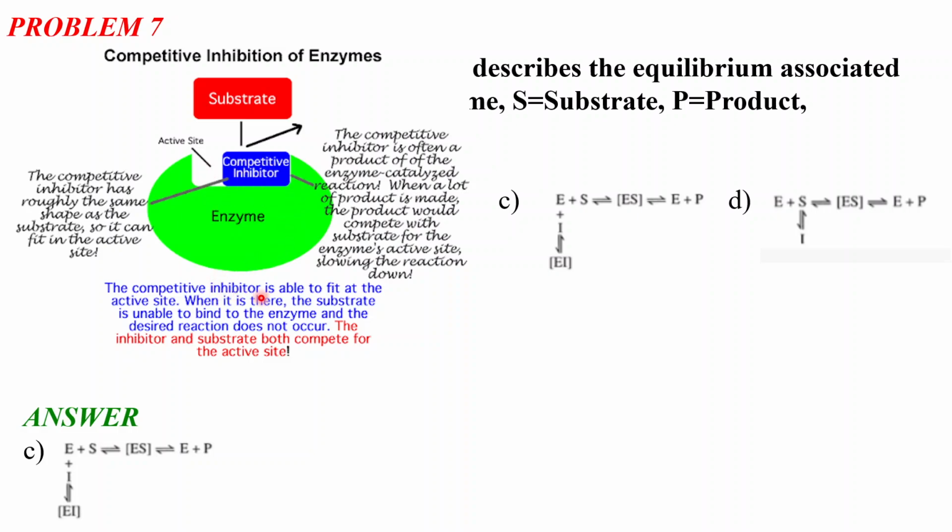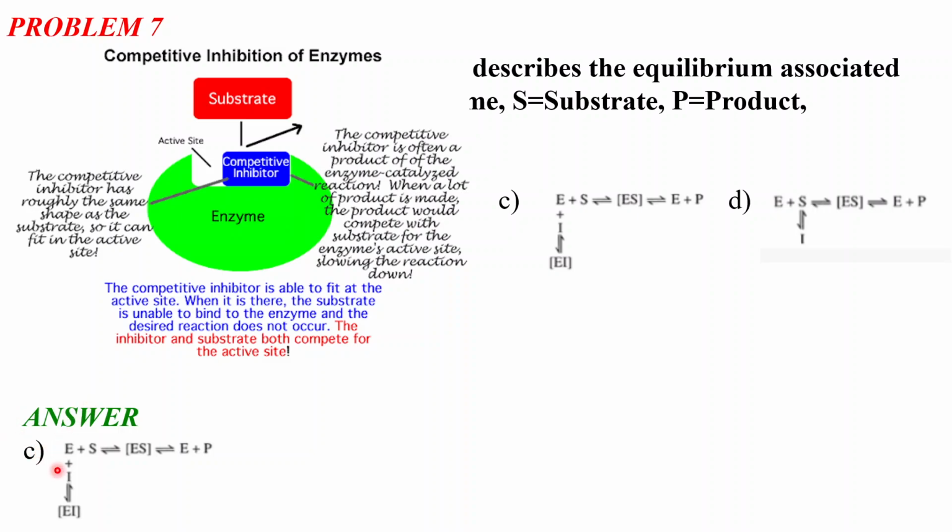The competitive inhibitor is able to fit at the active site. When it is there, the substrate is unable to bind to the enzyme and the desired reaction does not occur. The inhibitor and the substrate both compete for the active site. That is why it is known as the competitive inhibitor. The competitive inhibitor is often a product of the enzyme catalyzed reaction. When a lot of product is made, the product would compete with the substrate for the enzyme's active site, slowing the reaction down.